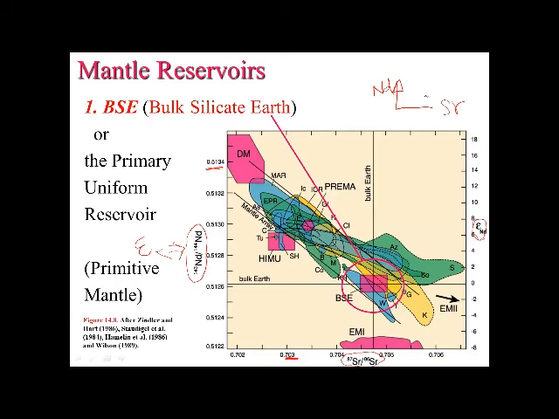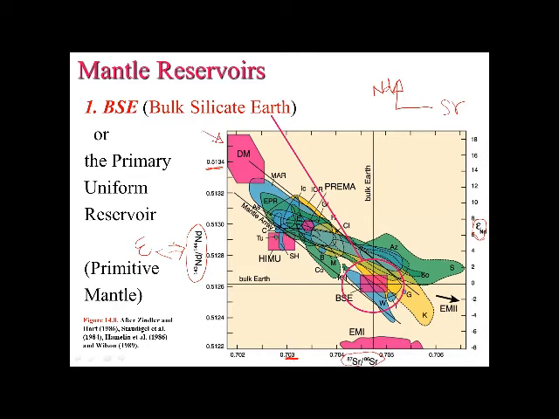When plotted in a diagram of isotopic signatures, the mantle reservoirs fall in a pattern like this, right? So where can you see the depleted mantle? You can see the depleted mantle here. Okay, depleted mantle here.